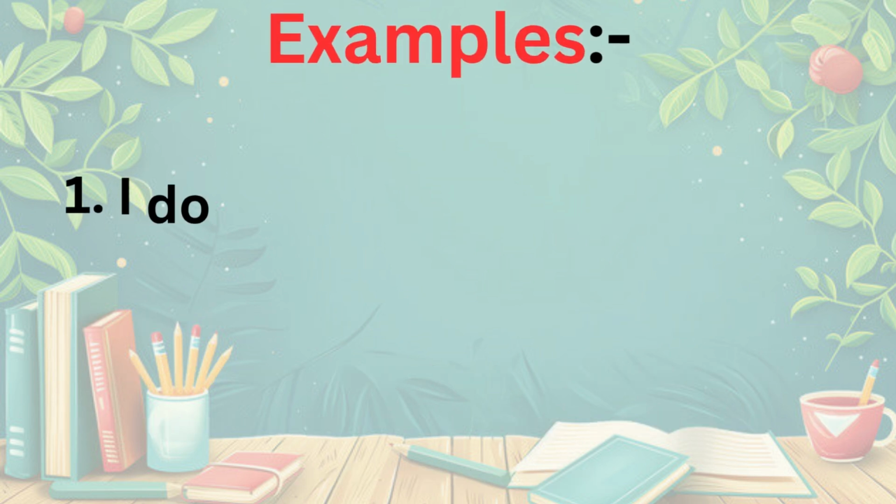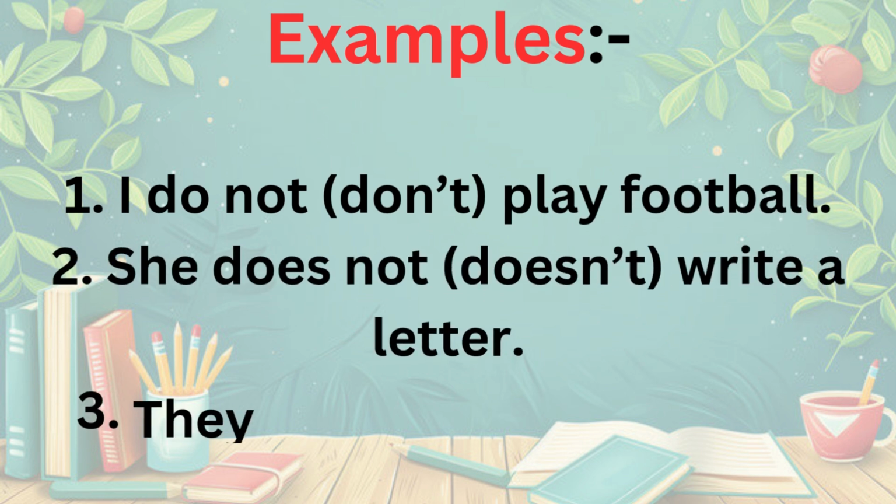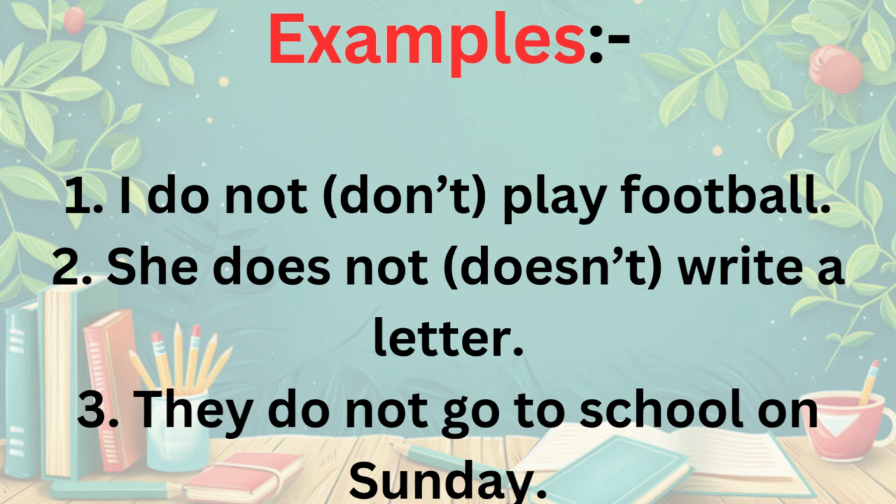Let's see the examples. 1. I do not play football. In this sentence with subject I we always use do not. 2. She does not write a letter. In this sentence subject is she, and it is singular, so we have used does not. 3. They do not go to school on Sunday. In this sentence subject is they, and it is plural, so we have used do not. In these sentences, as you can see, we use the verb base form without s or es like play, write, go.